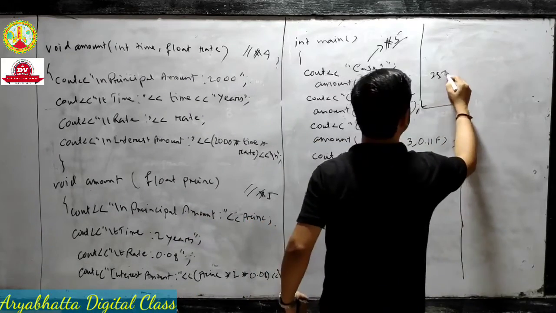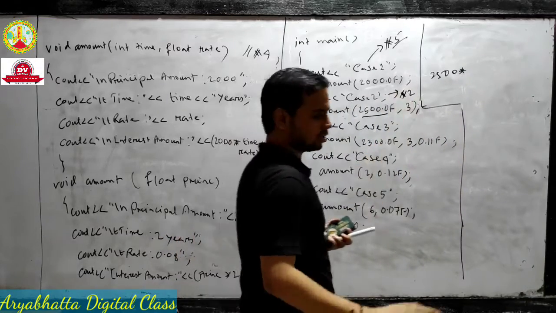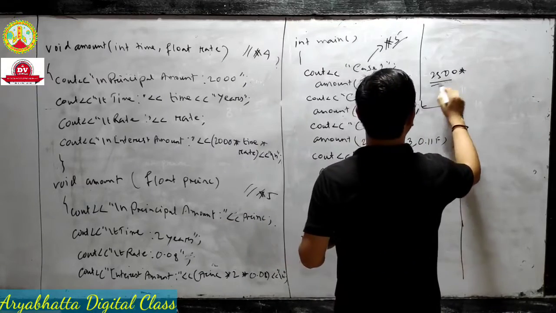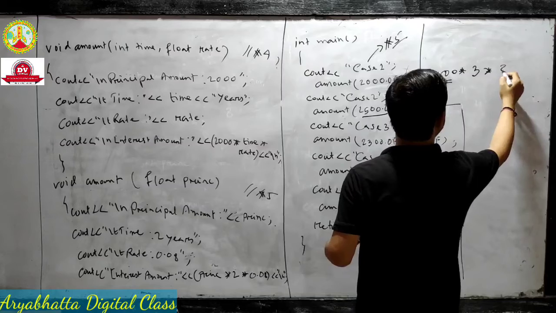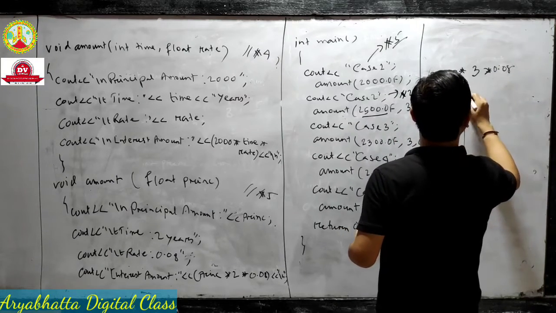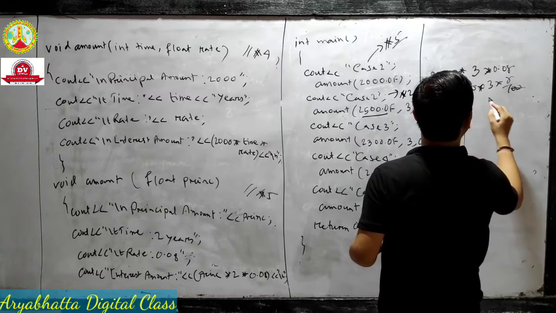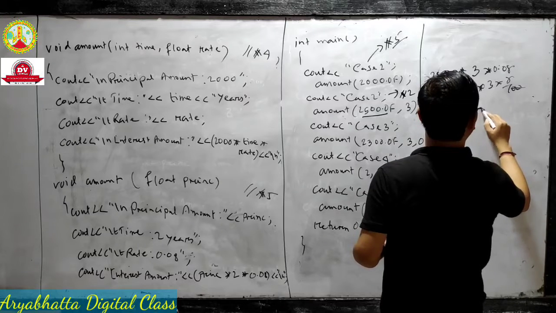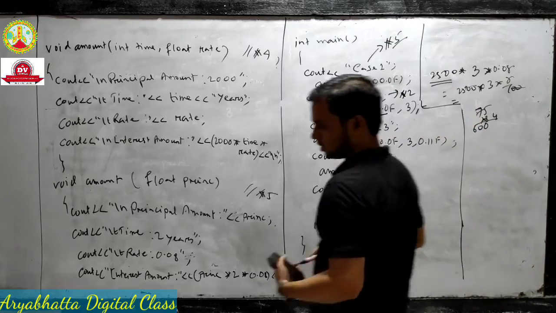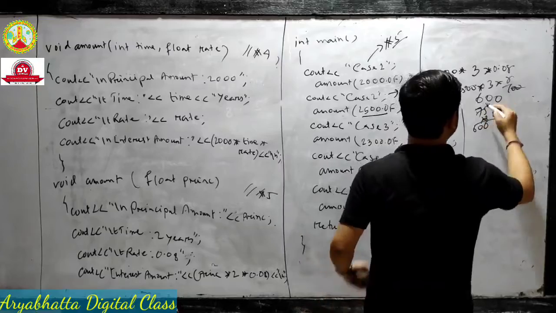And 2500 as input, I don't write the principal amount and time, you understood already, because the printing statement is already coming. I directly write principal amount, time and rate is 0.08. If you simplify, 2500 into 8 by 100 and the time, the result is 600. Your interest amount is 600.